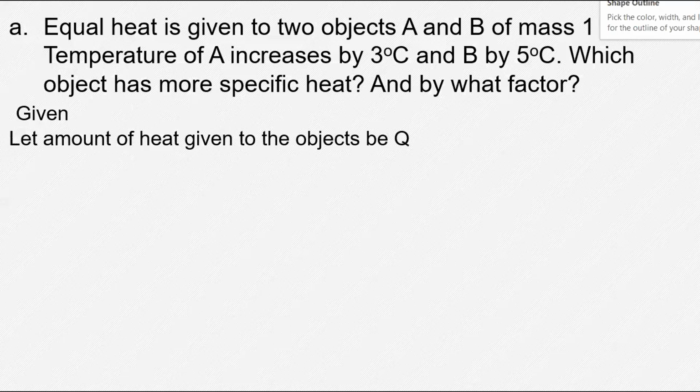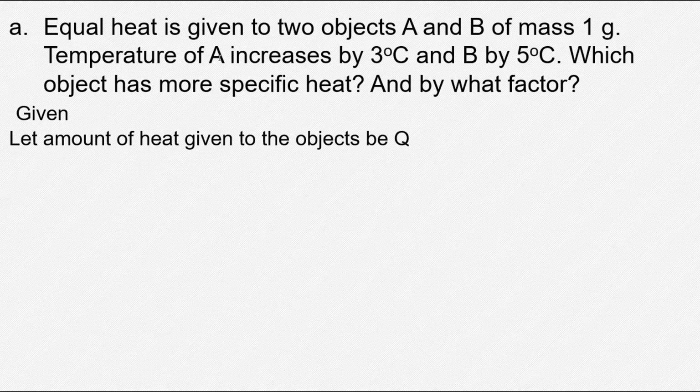Let us start with the first question. Equal heat is given to two objects A and B of mass 1 gram. Temperature of A increases by 3 degrees Celsius and B by 5 degrees Celsius. Which object has more specific heat and by what factor? First, you have to read the question and write what is given.